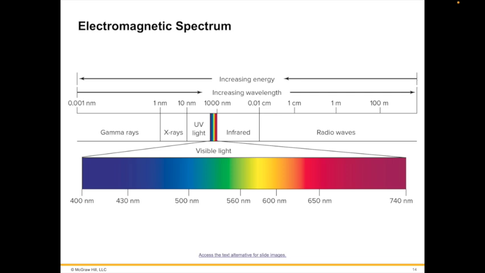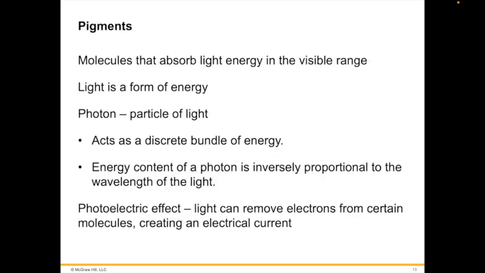A beam of light is able to remove electrons from certain molecules, creating an electrical current. This phenomenon is called the photoelectric effect. It occurs when photons transfer energy to electrons. The strength of the photoelectric effect depends on the wavelength of light. That is, short wavelengths are generally more effective than long ones in producing the photoelectric effect because they have more energy. In photosynthesis, chloroplasts are acting as photoelectric devices.